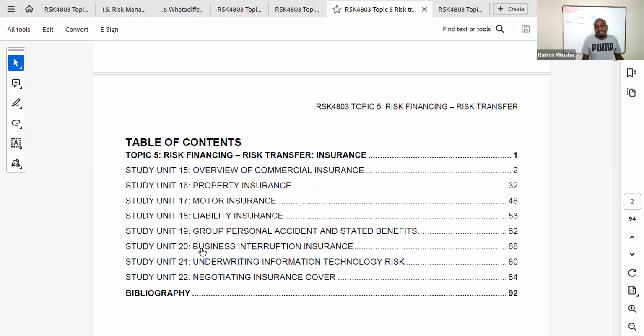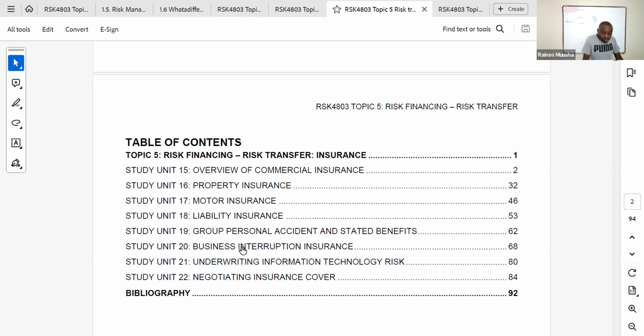So this is where business interruption comes in, to ensure that the organization is also indemnified for the loss of revenue, because remember, the revenue is what the organization uses to cover its costs as well. So this is where business interruption insurance comes in, and we're going to be covering that inside Unit 20, and it's one of those highly examinable concepts as well.